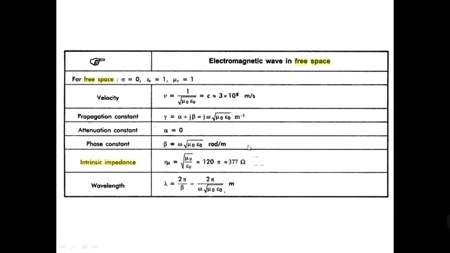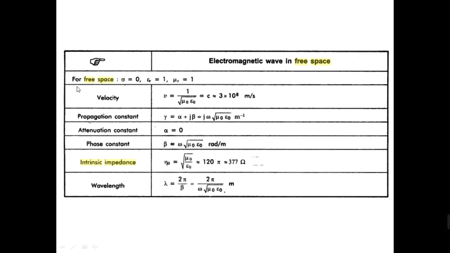For good conductors, the real part and imaginary part of the propagation constant are both equal, and therefore the attenuation constant and phase constant for good conductors have the same value, which is equal to root of omega mu sigma by 2, and the intrinsic impedance for good conductors is root of j omega mu by sigma. So this is the summary of all the parameters which we have defined here.